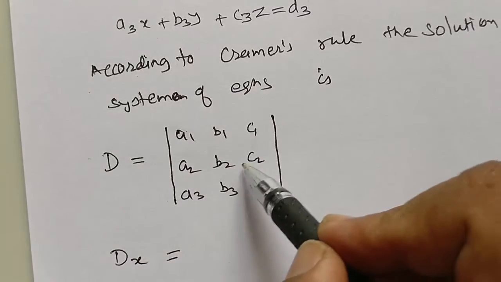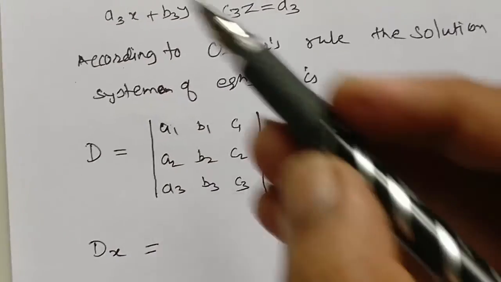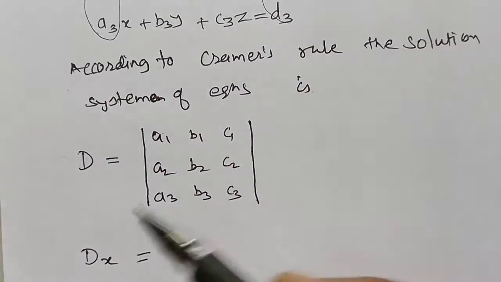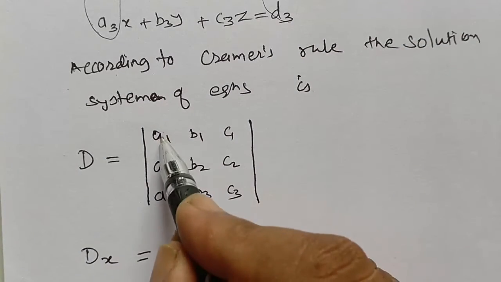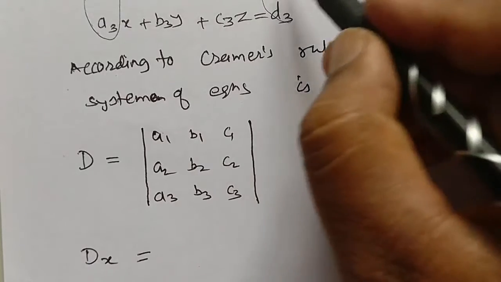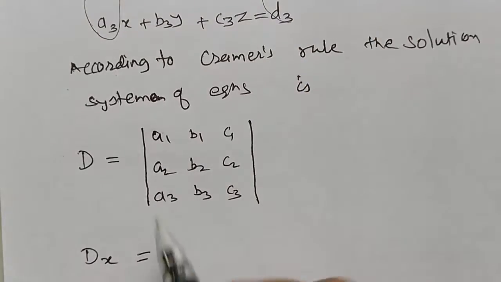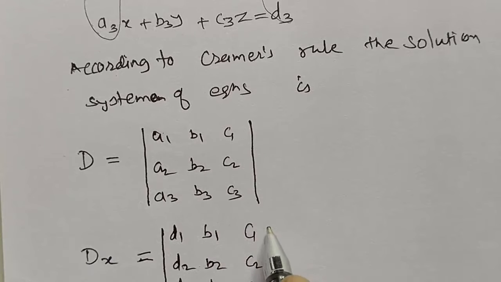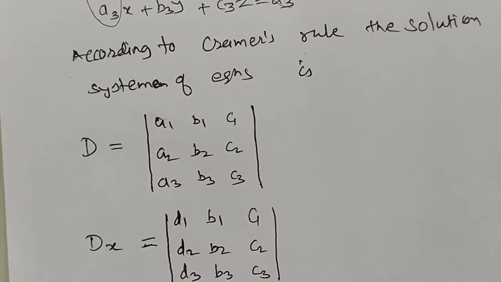This is obtained from the determinant d by replacing the coefficient of x by the constant terms. Means instead of a1, a2, a3, we replace by d1, d2, d3. So this is the determinant dx: d1, d2, d3, b1, b2, b3, c1, c2, c3. This is the determinant dx.